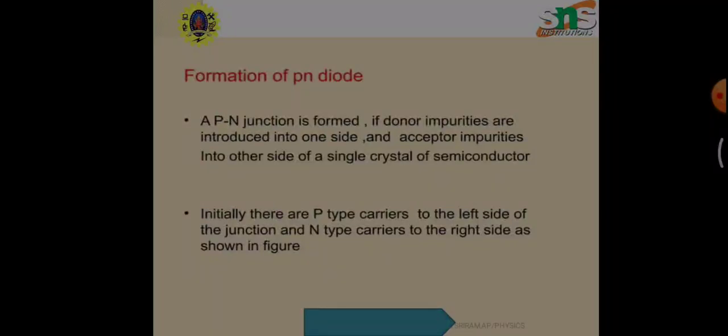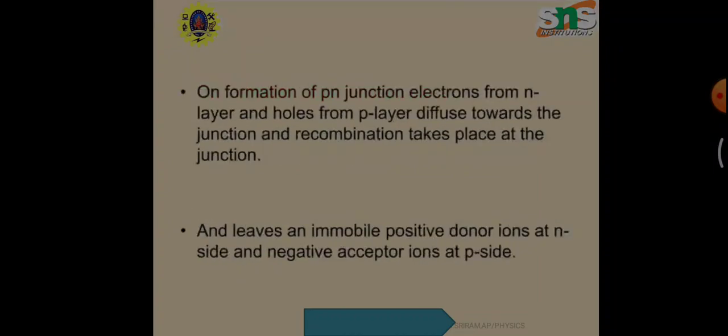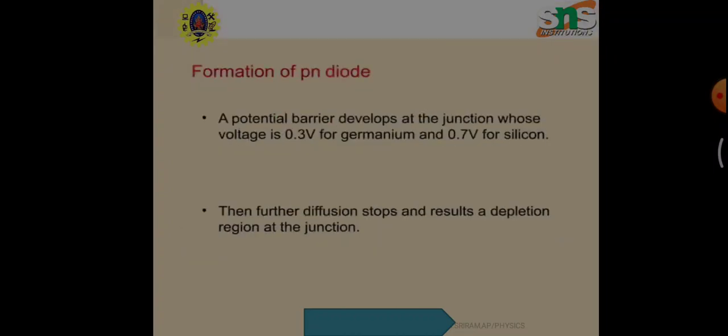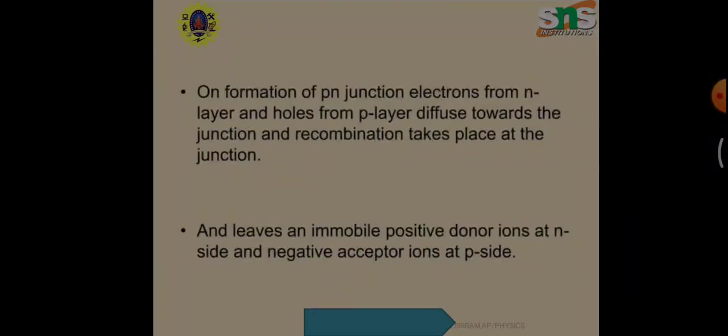The regions on either side of the junction become depleted, that means free of mobile charge carriers, and this is called the depletion region. The thickness of the region is of the order of 10⁻⁶ meter. The potential difference across the depletion region is called the potential barrier.